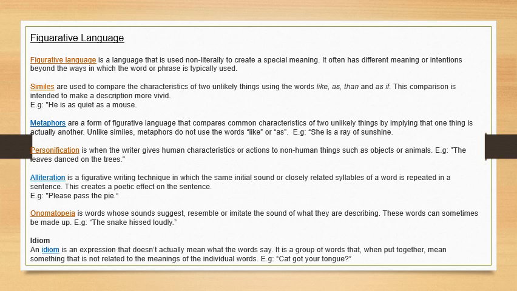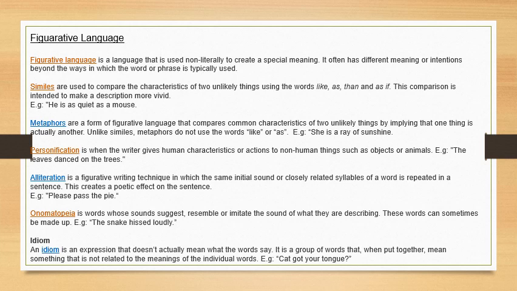Onomatopoeia is words which sound, suggest, or resemble the sound of what they're describing. So, for example, "the snake hissed loudly" is onomatopoeia because hiss sounds like the snake sound. You can also use words such as bang, crash, thump, those kinds of words which give you the indication of what kind of sound it is trying to describe.